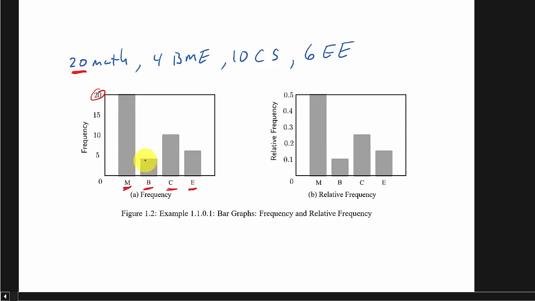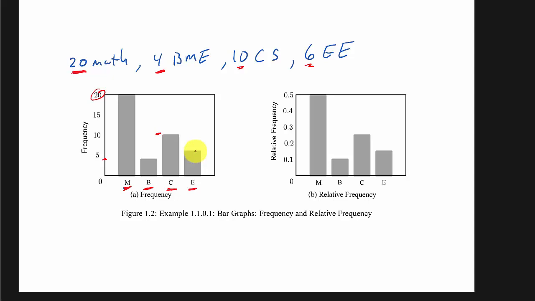This bar here goes up to 4 because there's 4, and so on. And the computer science goes up to 10, and the EE goes up to 6. Just representing it in a bar graph so that we can get a picture of it. And then we have a relative frequency bar graph.